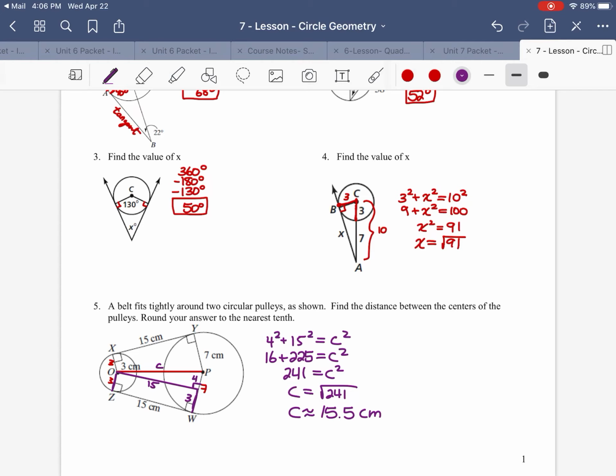So that's the first part of the lesson. A couple more pages to go, but it's pretty straightforward conceptually.